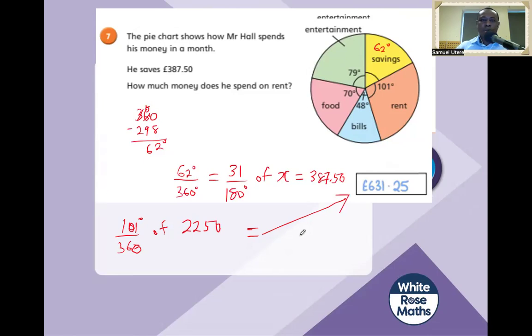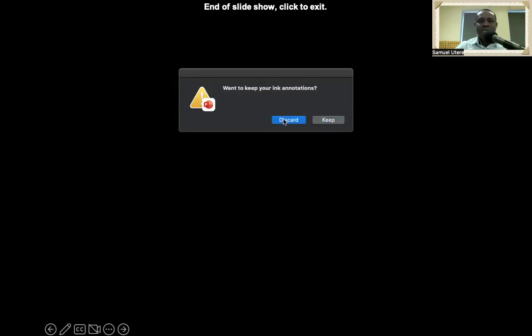So you can see how we use one piece of information and then, using our knowledge of proportion and doing reverse operations, get the answer. And that brings us to the end of our lesson.